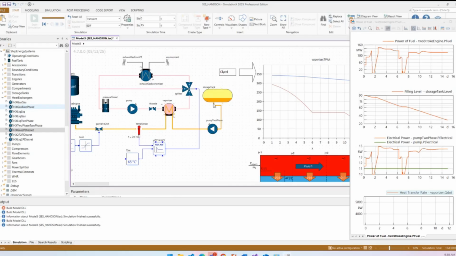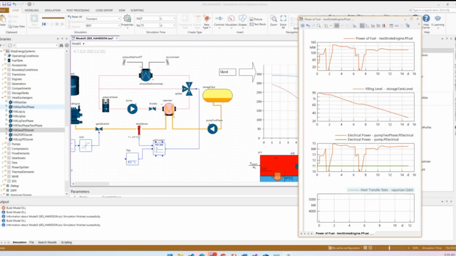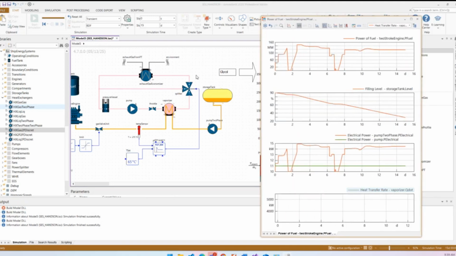Just as a last point, have a look at some results I prepared. Here we have our result window, and as I already told you, we have 15 days of calculation. This first window shows us the power of the engine. So we have a scenario with zero power and high power. The second window shows our storage tank. So we are really using our fuel, and the level in the storage tank is decreasing.